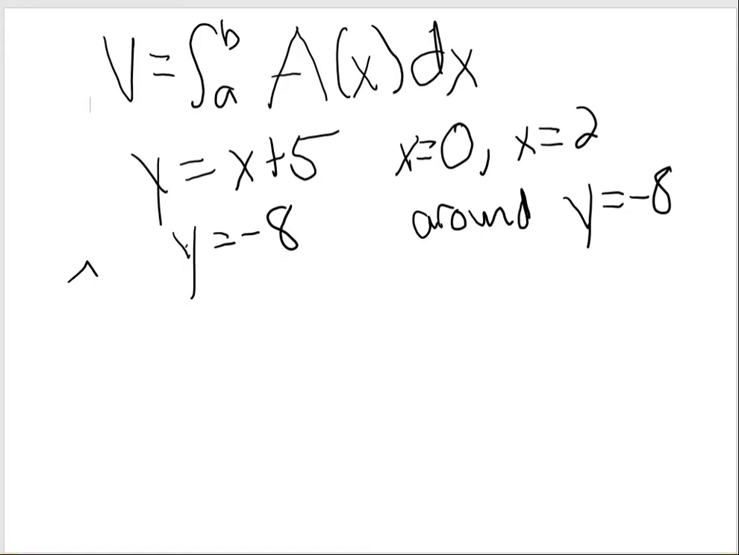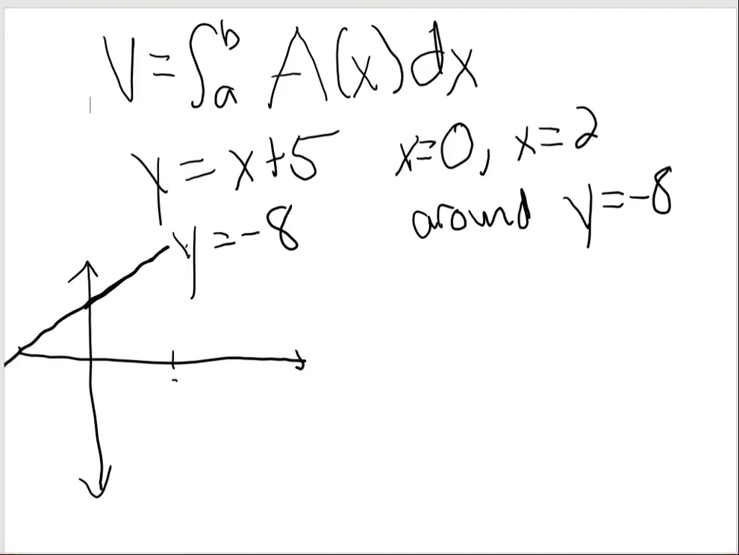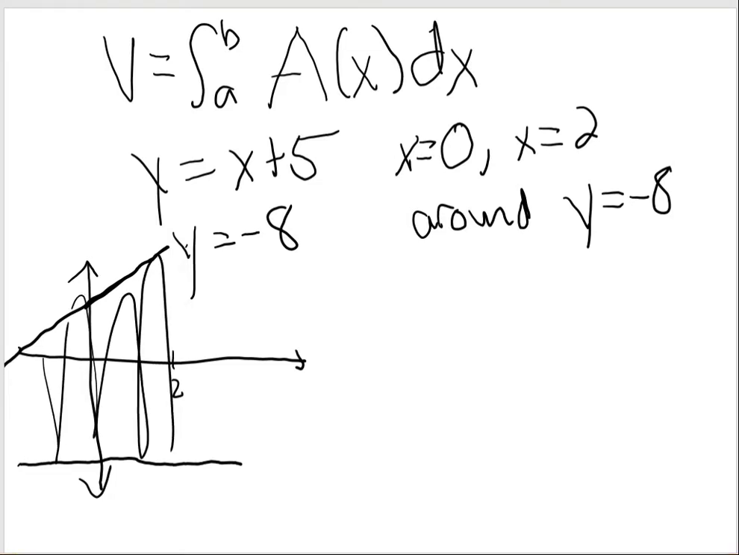What does the picture look like? Because a picture can often help. Well, I have my line somewhere up here. Here's 2. And then the line y equals negative 8 is down here. So I have this area. Or sorry, not all that. There you go. We have this area, and we want to revolve it around, not up here, but down here.